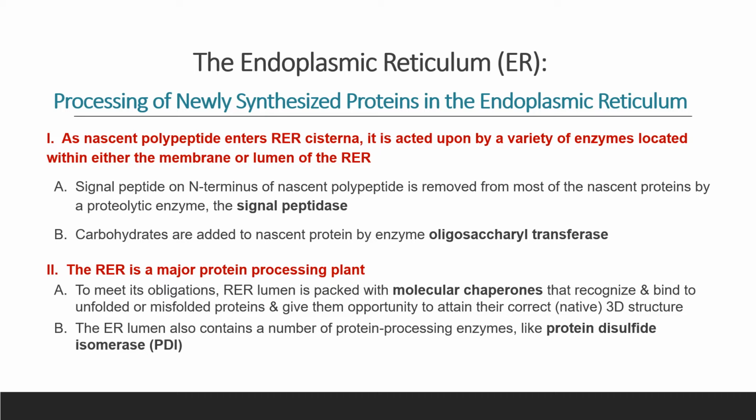To meet its obligations, the rough endoplasmic reticulum lumen is packed with molecular chaperones that recognize and bind to unfolded or misfolded proteins and give them the opportunity to attain their correct native 3D structures. Thus, the lumen also contains a number of protein processing enzymes like the protein disulfide isomerases, or PDI.